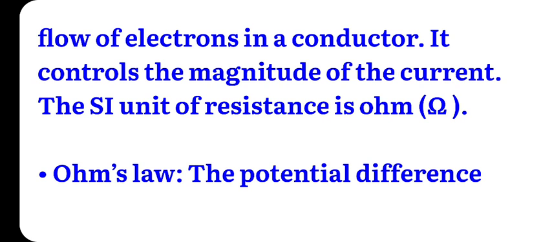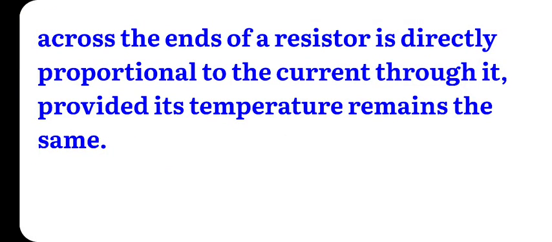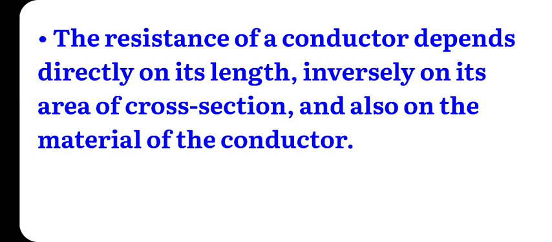Ohm's law: the potential difference across the ends of a resistor is directly proportional to the current through it, provided its temperature remains the same. The resistance of a conductor depends directly on its length, inversely on its area of cross-section, and also on the material of the conductor. So the resistance of a conductor depends upon the length of the conductor, the cross-sectional area of the conductor, and the nature of the conductor.